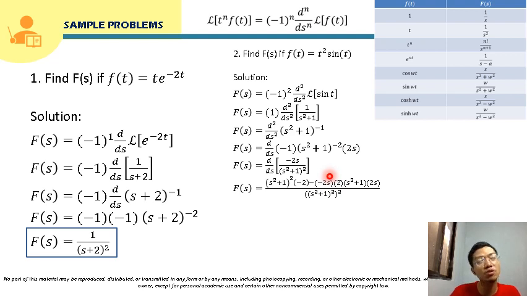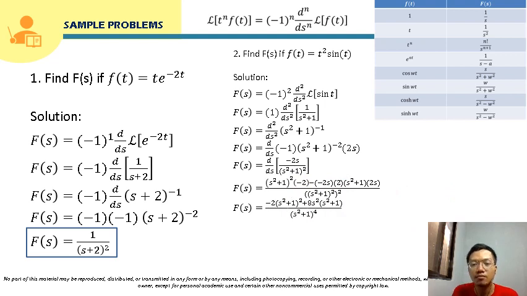Minus u dv. Our u here is negative 2s, times the derivative of v. So the derivative of v will just be 2 times s squared plus 1 times 2s. We use chain rule and power rule to derive v. Then all over v squared. Our v is s squared plus 1 squared, so we will square that further, s squared plus 1, quantity squared.